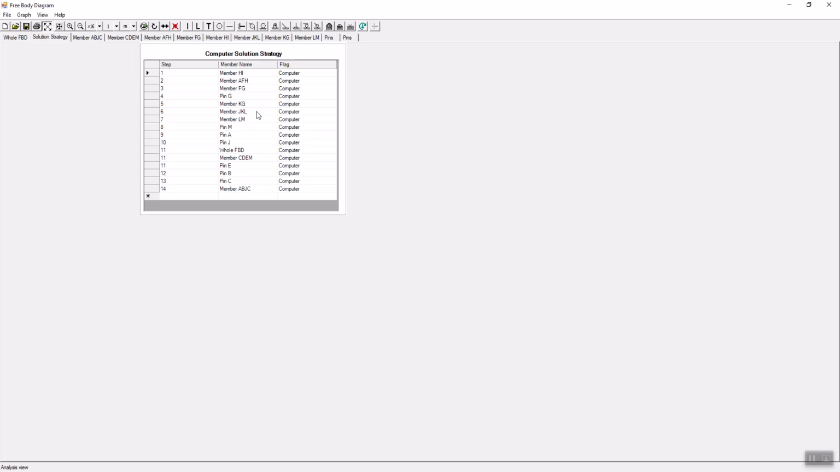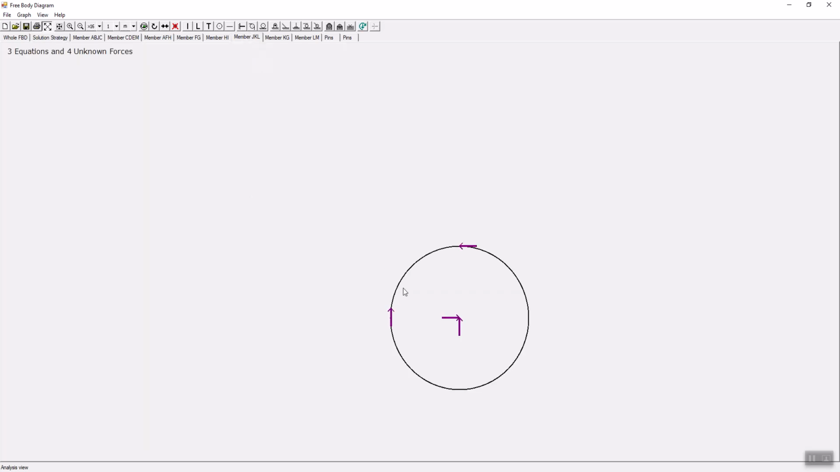In the next step, the computer program asks us to establish the equilibrium for member JKL. But member JKL is the other pulley. We already know this tension is 100 pounds. So this tension is 100 pounds. This force is 100 pounds. And this force is also 100 pounds. So these two forces are now known. And these two forces are coming from the pin where the left pulley is attached to the top horizontal member.